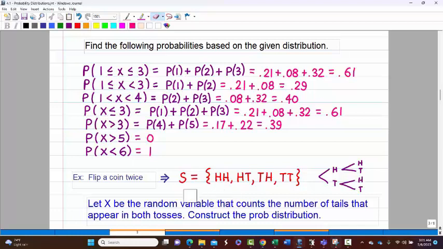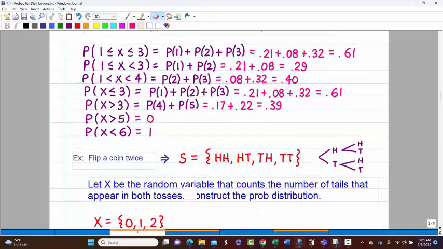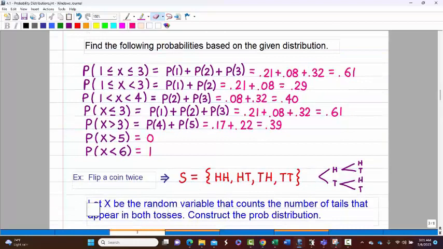And here's what we came up with this one. You could do tails or heads. So let X be the random variable that counts the number of tails that appears in both tosses. So you now see, even though we're dealing with heads and tails, we're going to have a numerical outcome. And before I scroll down, let's see what that's going to be.